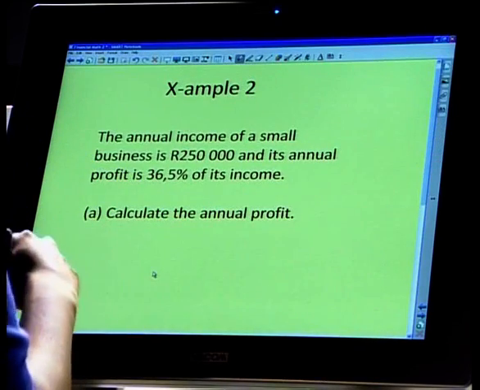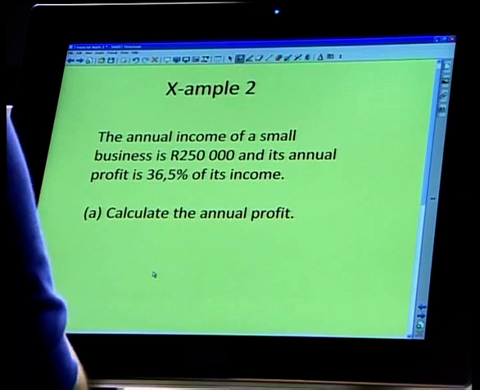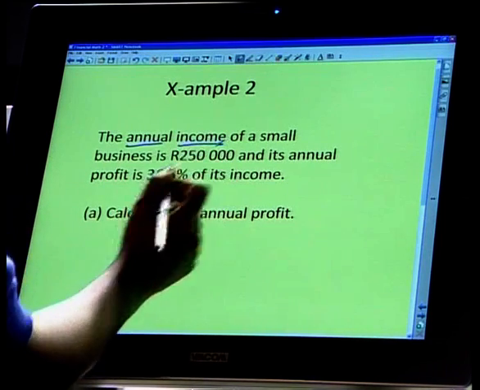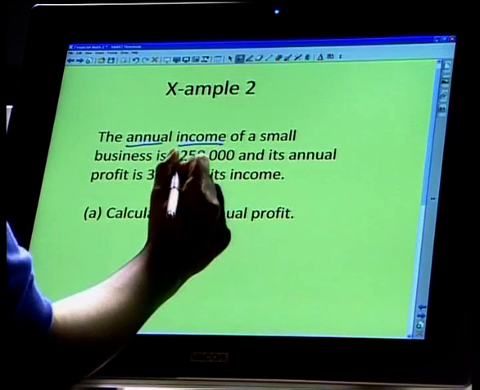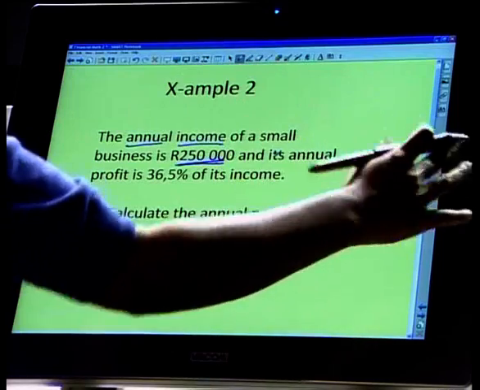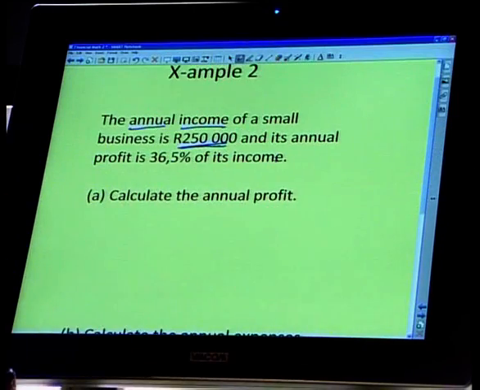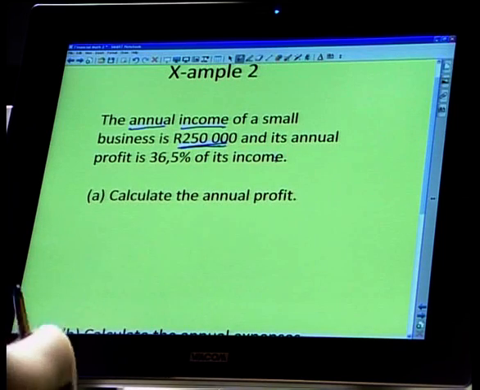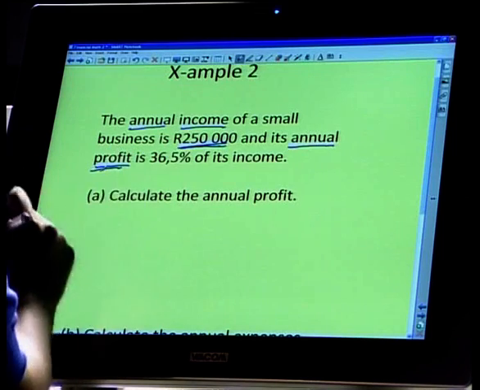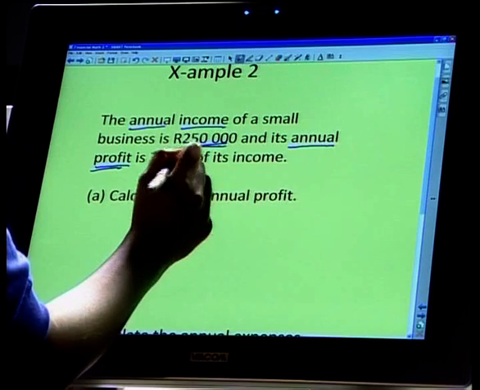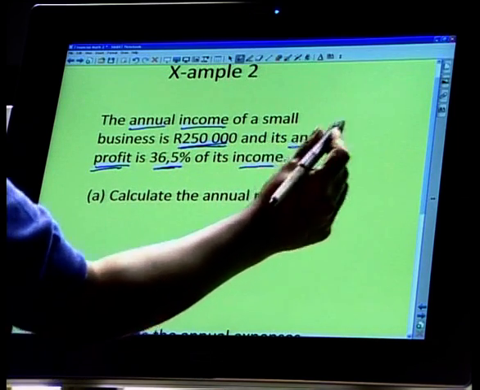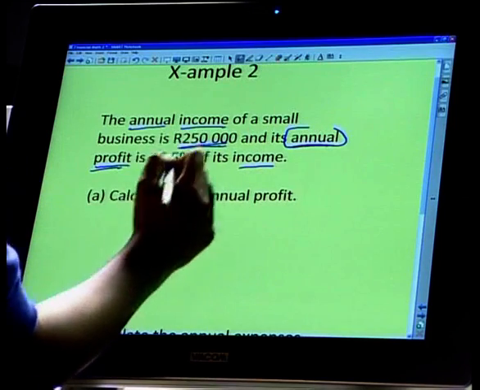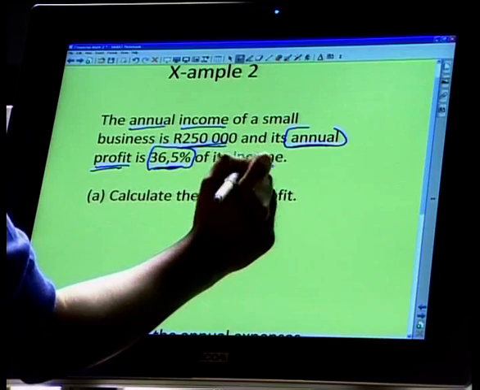Okay, well, let's move on to the next example on budgets and expenses and income. In this example, example 2, we are told that the annual income, annual means for the entire year. So the annual income of a small business is 250,000 Rand. So in other words, in a year, they get in money of 250,000 Rand in total. We are told that its annual profit is 36.5% of its income. Okay, so that's interesting. Its annual profit, they have expressed it as a percentage of the income.